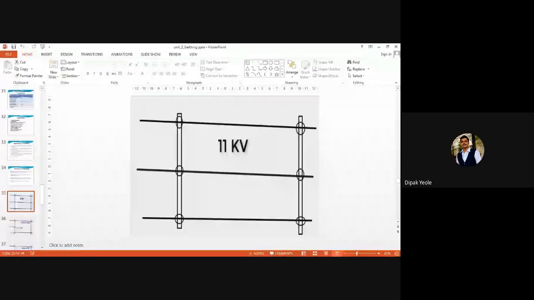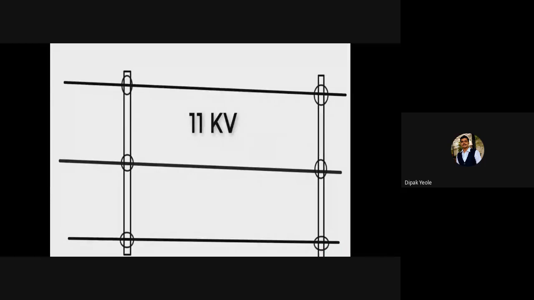Concept. Let's say we are using a transmission line. So assume this is a transmission line with R, Y and B. Yes, it carries a voltage of 11 kilovolt. So you can see over here, this is tower 1.